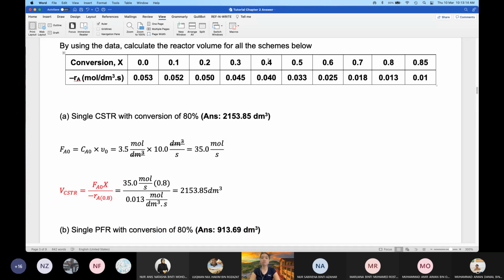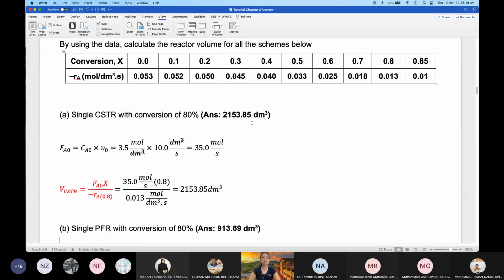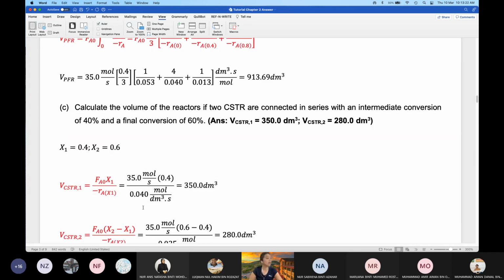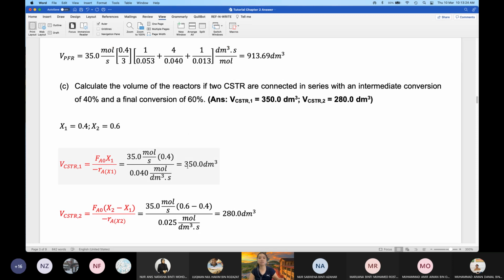When my x is 0.4, my minus RA is 0.040. So replace just 0.040, you get the volume as 350. So the first CSTR, normally students can do. The problem will come at the second CSTR because the formula has changed. But this is what I always have to emphasize. When you have reactors in series, the formula for the second CSTR has to be modified.